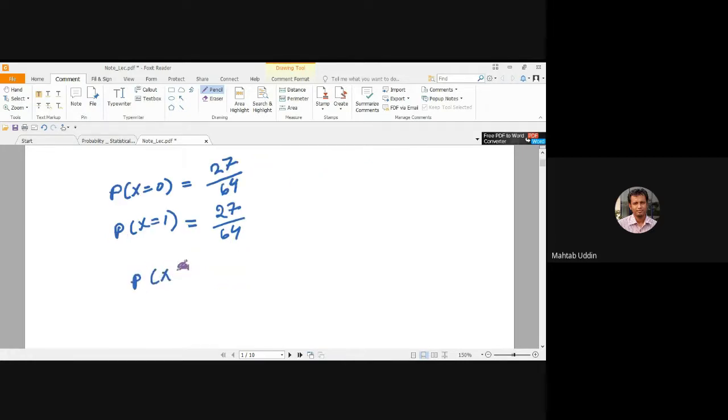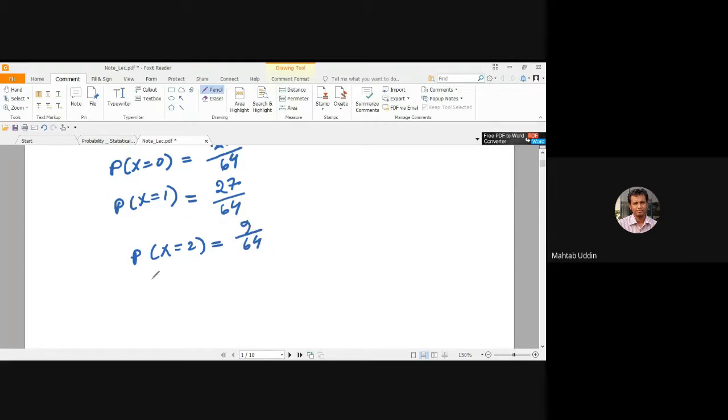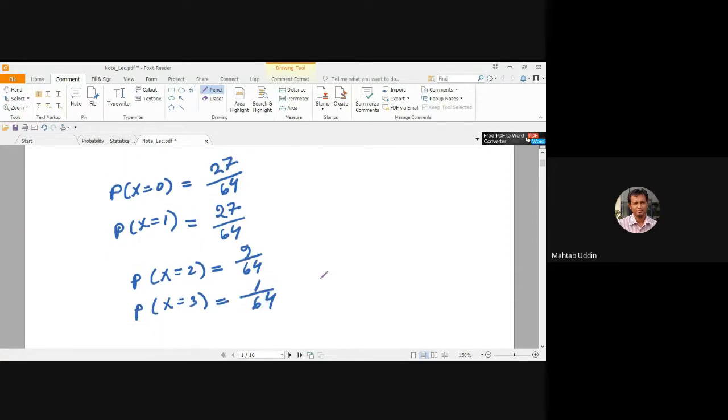Then x equal to 2 has 3C2, which is also 3, but here only 3 to the power 1, so 9 by 64. Now 3C3 is 1, and 3C0 is equal to 1. So all sorts of things are in our hand, right?